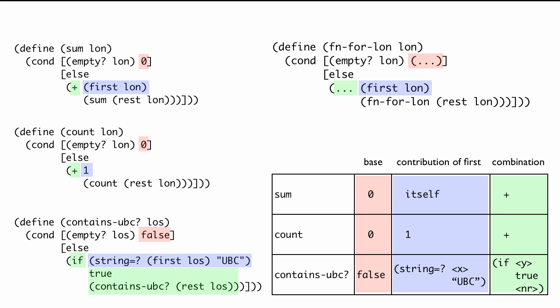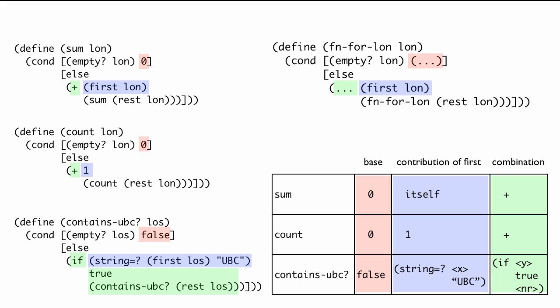Now, how does that contribution work? Well, that's what combination means. Combination refers to the way in which the final function combines the contribution of the first with the result of the natural recursion. So in the case of sum, the combination is to add the contribution of the first, which is itself, to the result of the natural recursion.